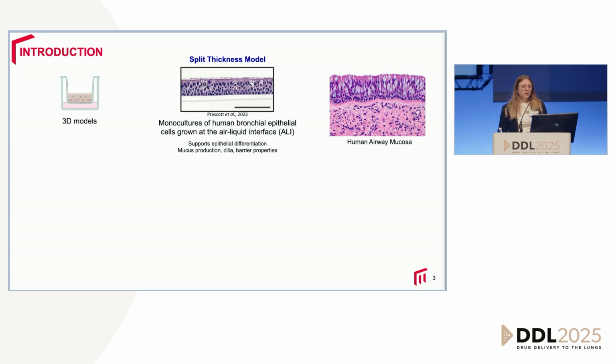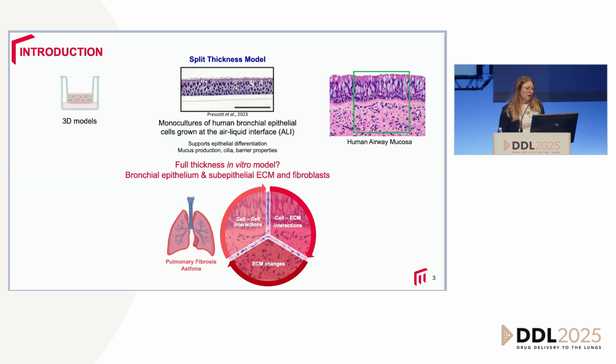So the first 3D models used are monocultures of human bronchial epithelial cell grown at air-liquid interface. They support epithelial differentiation, mucus production. They are actually really good models if you are interested in the epithelial part of the mucosa. It's a split thickness model. But what about the connective tissue? Because we know that in many pathologies, the interaction between the fibroblast matrix and the epithelial cell is really important. So having a 3D model that properly reproduces the full thickness with bronchial epithelium and fibroblast would be really pertinent.